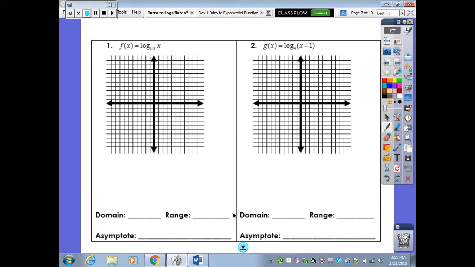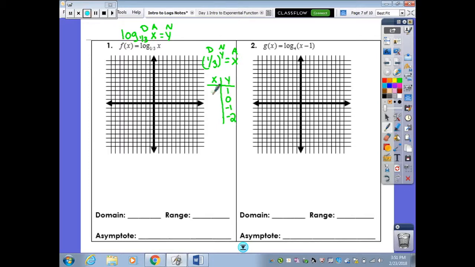So we have f of x is equal to log base 1/3 of x. Remember, we want to make sure that our log is first before we turn this into an exponent. So this becomes log base 1/3 of x is equal to y, which we can now convert. Because this is our DNA. Now let's make our table. So since our base right here is a fraction, negative exponents are going to work out better for us. So let's start with 1, 0, -1, -2, and we'll plot these points here.